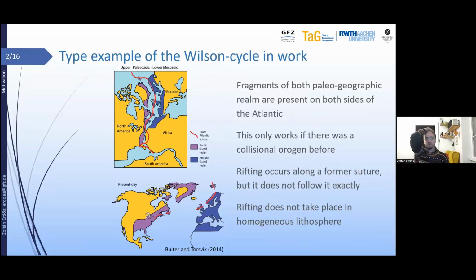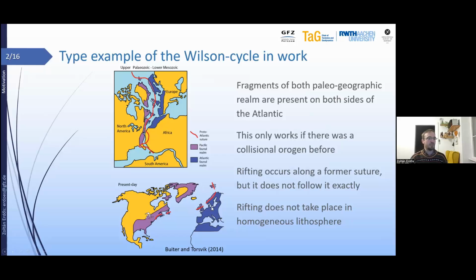When Wilson established the framework of this cycle of opening and closure of oceanic basins, he made his point through the example of the North Atlantic, where fragments of both the Pacific and the Atlantic marine faunal realms from the lower Paleozoic can be found on both sides of the Atlantic. So you have Atlantic fauna on the North American side, and Pacific fauna on the European side as well.